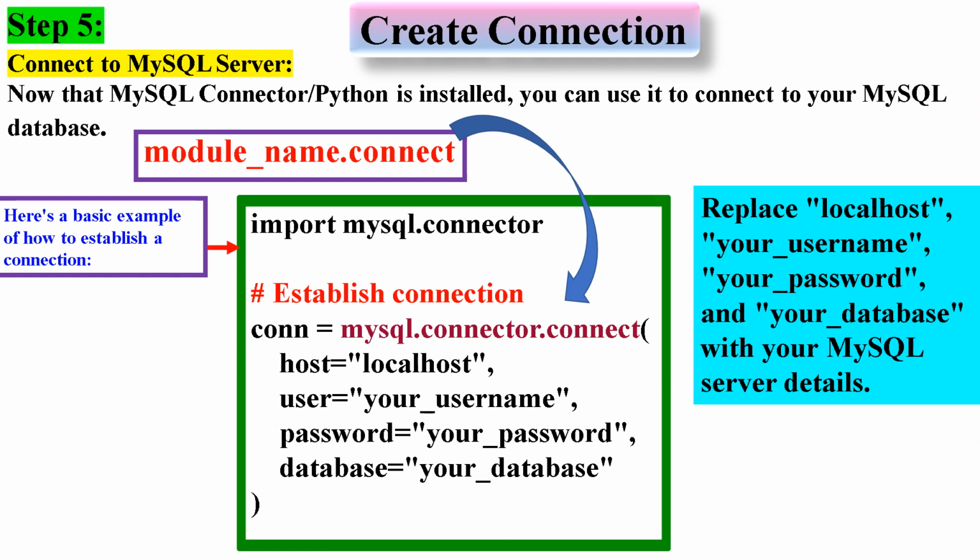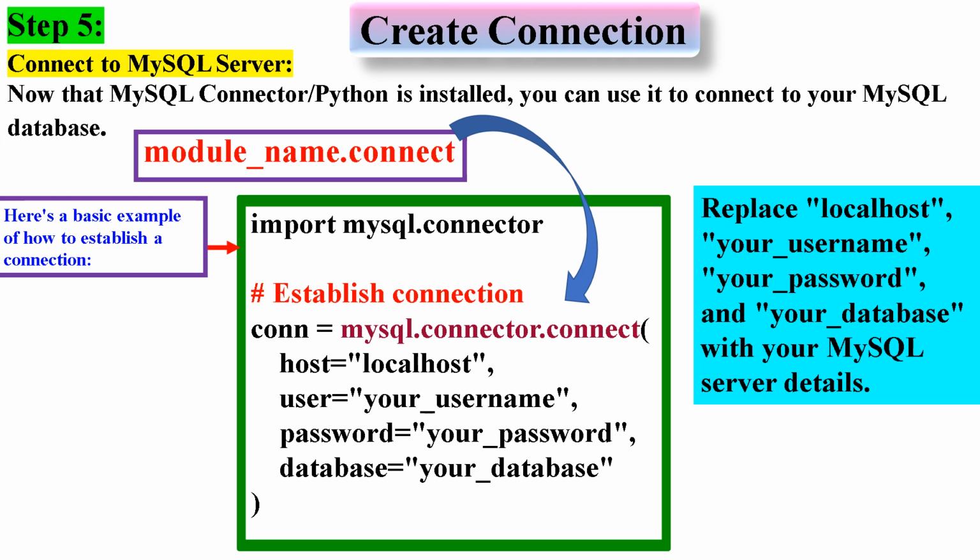Step 5. Connect to MySQL server. Now that MySQL Connector with Python is installed, you can use it to connect to your MySQL database. All Python Database Application Programming Interface (DBAPI) modules implement a function.